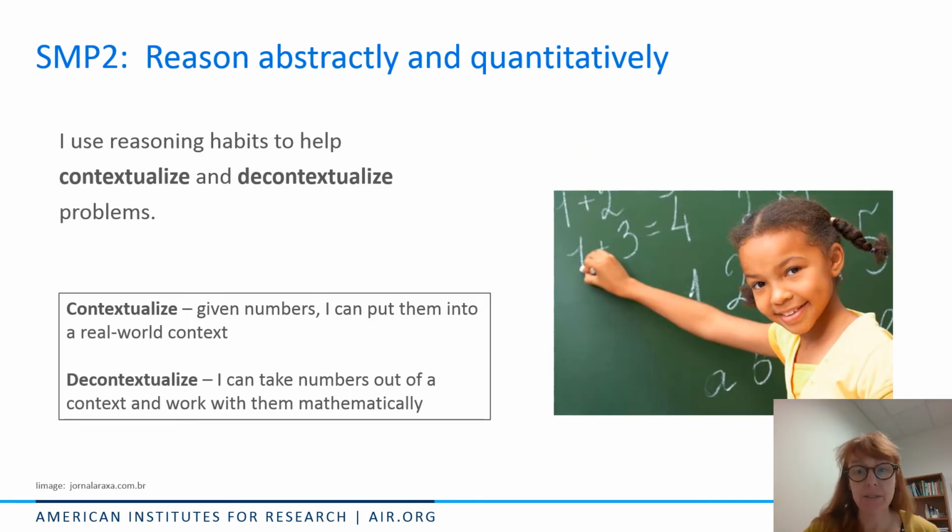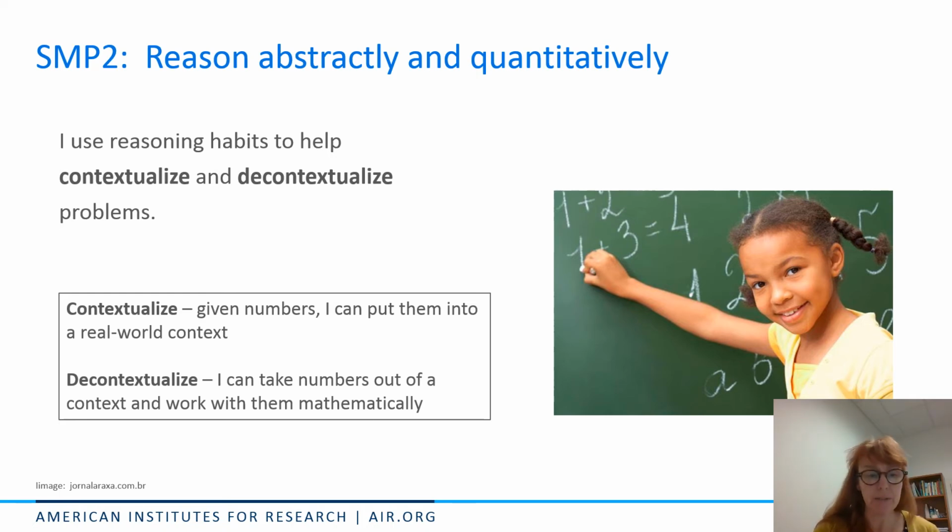So our next practice standard is reason abstractly and quantitatively. I use reasoning habits to help contextualize and decontextualize problems. What I mean by that is if I'm contextualizing, if somebody gives me numbers, I can put them into a real-world context. Decontextualize works the opposite way. If someone gives me something in context, I can pull those numbers out of it and work with them mathematically.